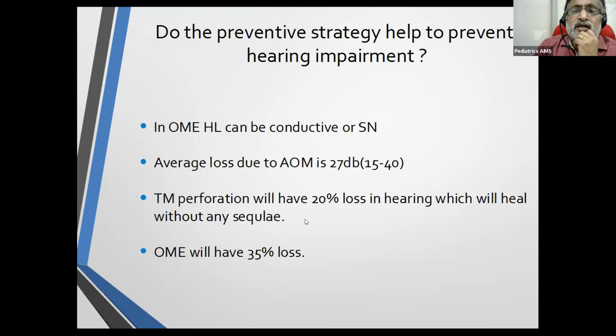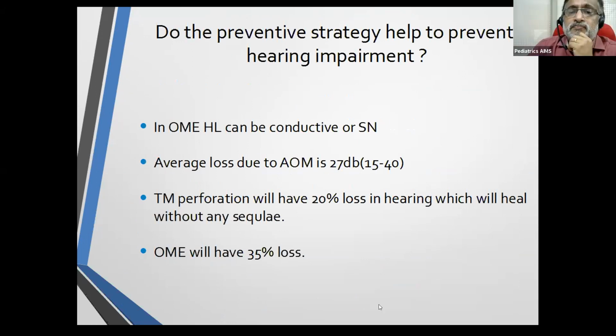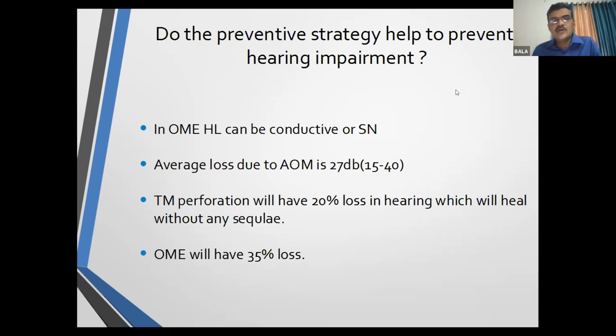What about hearing loss in this condition? So the preventive strategy to prevent hearing loss. Strategies to prevent the hearing impairment. As you all know, otitis media with effusion can produce hearing loss, conductive or sensorineural. Average loss is around 27 decibels, from 15 up to 40, and more than 40 is an indication for myringotomy and grommet tube insertion.